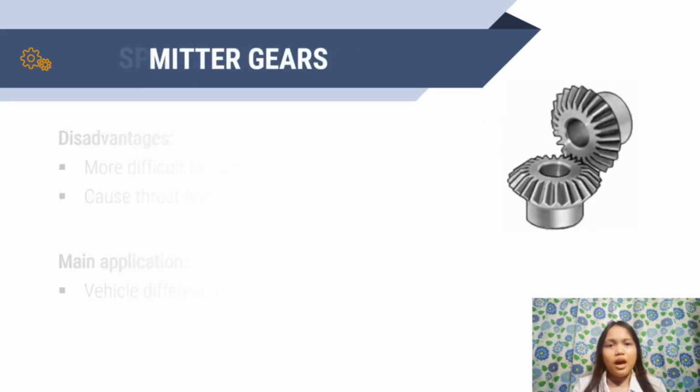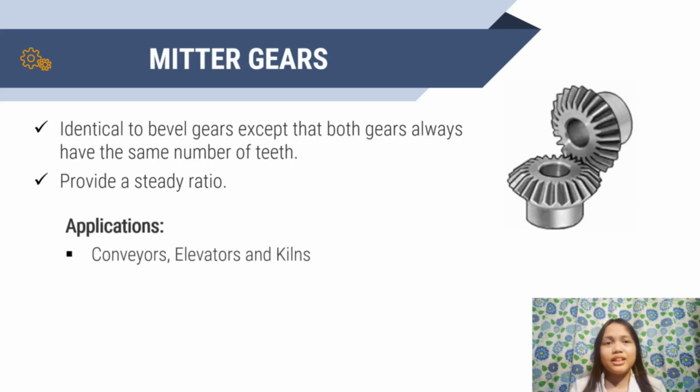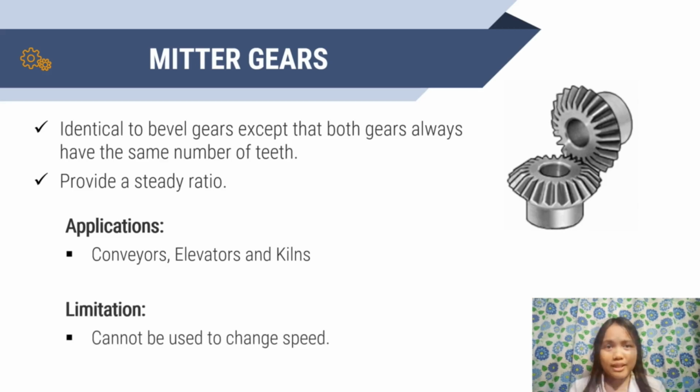Miter gears. Miter gears are identical to bevel gears with the exception that both gears always have the same number of teeth. They provide a steady ratio and are used as important parts of conveyors, elevators, and kilns. However, its gear ratio is always 1:1 and therefore not used when an application calls for a change of speed.